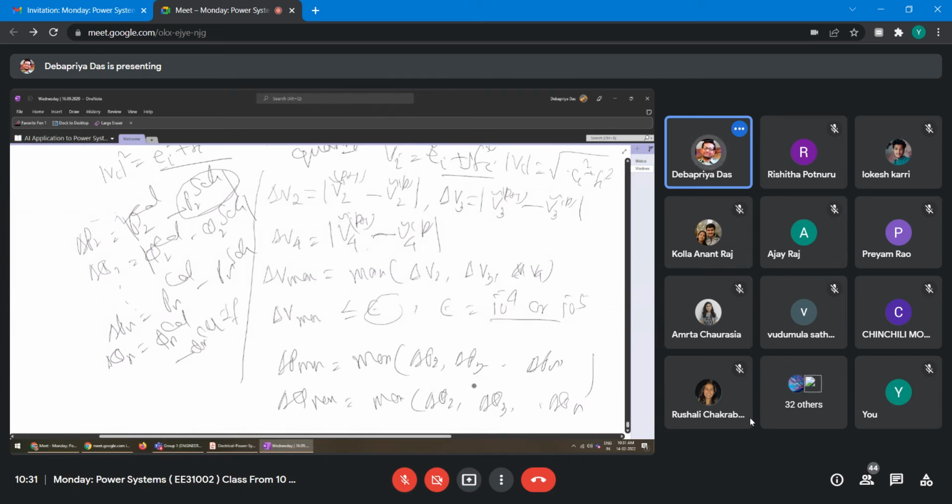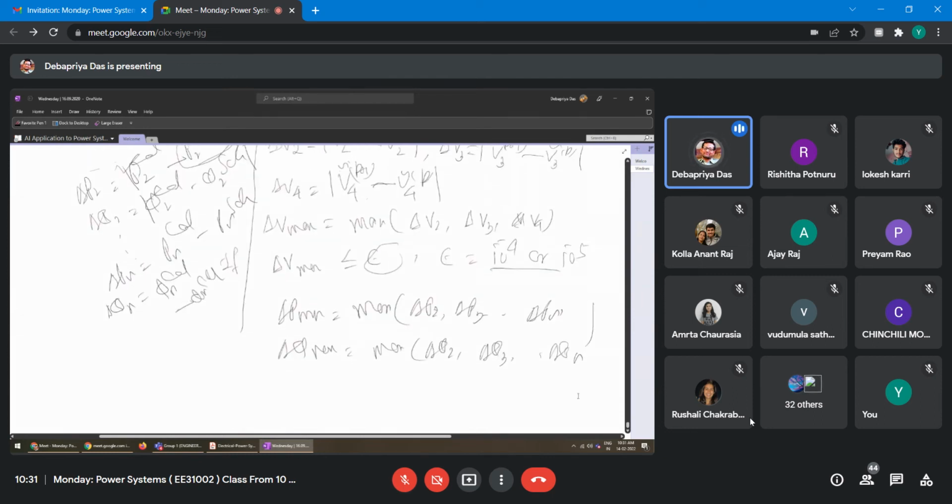Now, if delta P max and delta Q max together, both have to be less than or equal to epsilon, then the solution has converged. Epsilon is a small value, it may be 10 to the power minus 4 or 10 to the power minus 5, right?